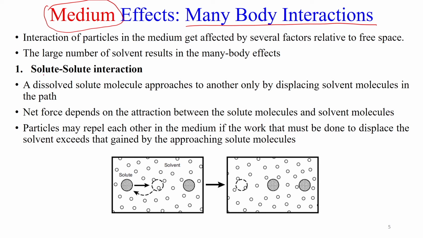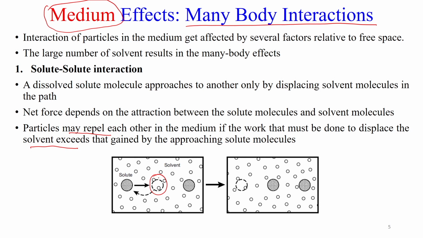The first one is solute interactions. What we are seeing here is a dissolved solute molecule approaching another solute molecule. If it is approaching, it has to displace the solvent molecules. Now, the net force depends on the attraction between the solute molecules as well as between the solute and solvent molecules. So, there are two interactions, and particles may repel each other in the medium if the work done to displace the solvent is large. It means if the solute-solvent interaction is stronger than the solute interaction, then particles may repel each other.